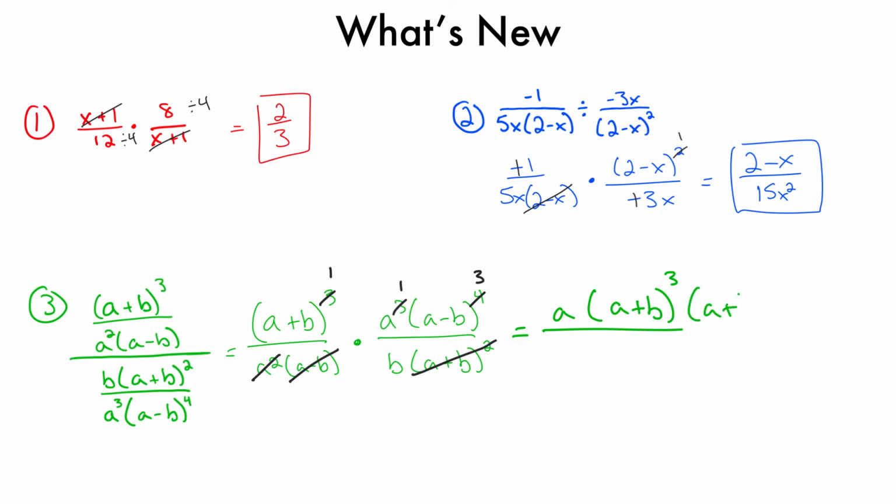And an a plus b. I forgot about that one. I didn't see that one. Because I have this a plus b, I have an a to the first power, and I have an a minus b to the third power. All I have left on the bottom is this b. That should be a minus b. And it's all over b. And this would be my solution.